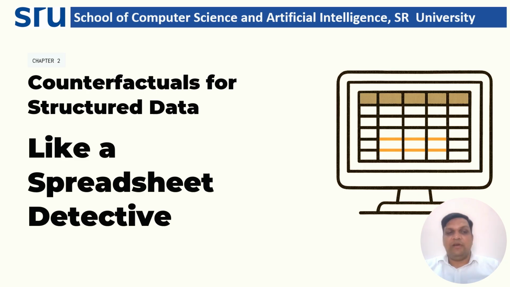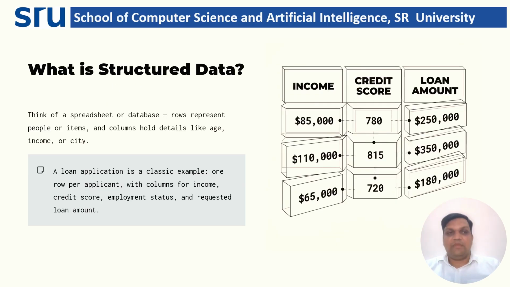Counterfactuals for structured data, like a spreadsheet detective. What is structured data? Think of a spreadsheet or database. Rows represent people or items, and columns hold details like age, income, or city. A loan application is a classic example: one row per applicant, with columns for income, credit score, employment status, and requested loan amount.